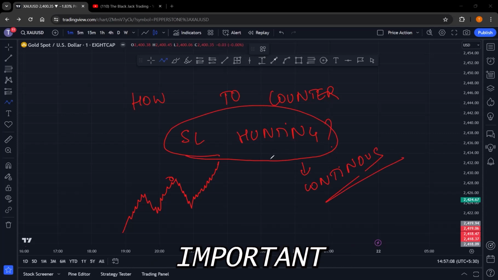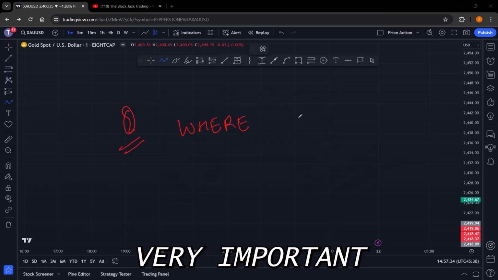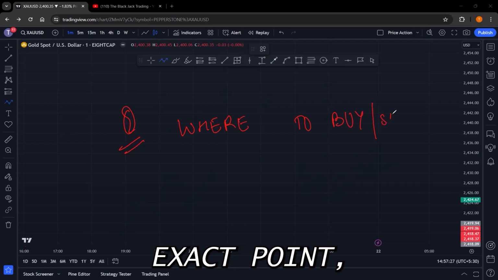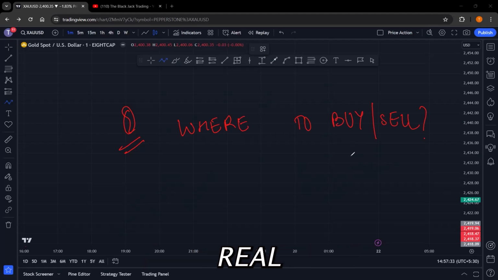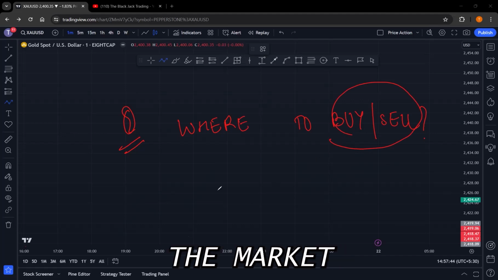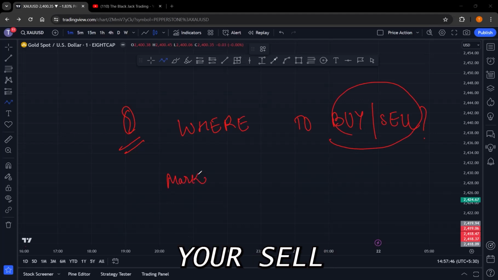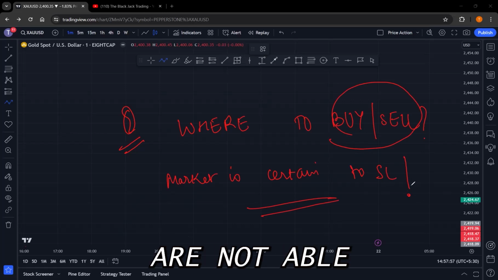So liquidity is very important when you try to measure your concepts in the SMC, or in technical analysis, and understand exactly where to buy. The question that we are going to solve today is where to buy or where to sell. That is very important, because if you buy or sell from an exact point, then you have higher chances of not getting your stop loss hit and taking profit in the real direction. However, if you take a trade in the wrong area of interest, then the market is certain to take your SL. That's one truth that is happening to all of you, and this is one of the major reasons that you're not able to make profits in the market.